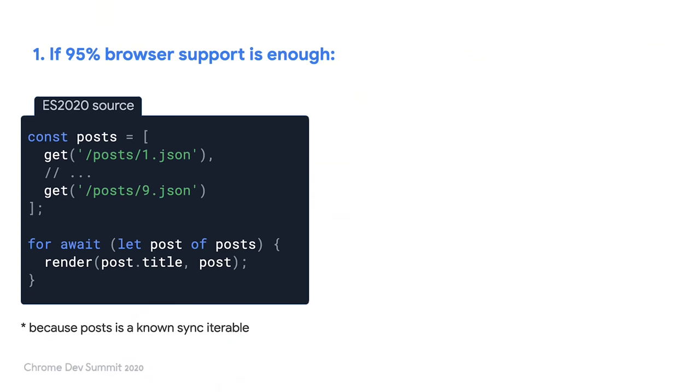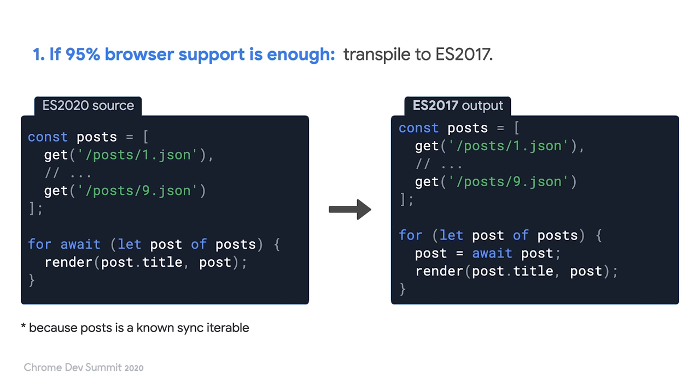Transpiling the most recent ES2020 syntax features to ES2017 is generally extremely cost-effective. Transpiled outputs like this for await loop are the kind of thing we're looking for. The overhead incurred here is only 4 bytes. But maybe you do need to support Internet Explorer 11 or Opera Mini's Extreme Mode. Thankfully, there's a really solid way to support older browsers without impacting newer ones.